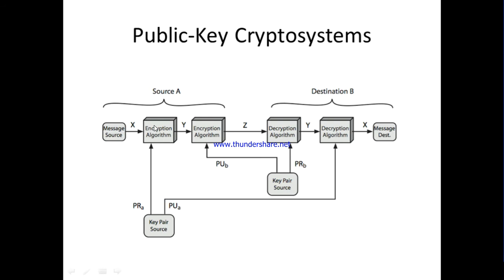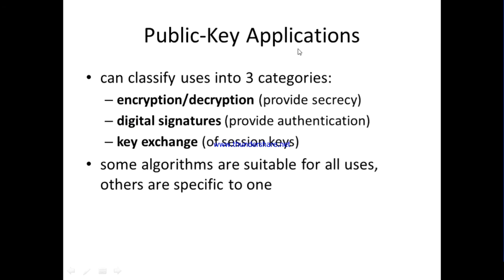Similarly, when you go for secrecy, the public key of the recipient must be used for the encryption, and the private key of the recipient can be used for the decryption. So here there are two encryption algorithms and two decryption algorithms: one encryption and decryption for the authentication and another for the secrecy. So this is how public key cryptosystems work.